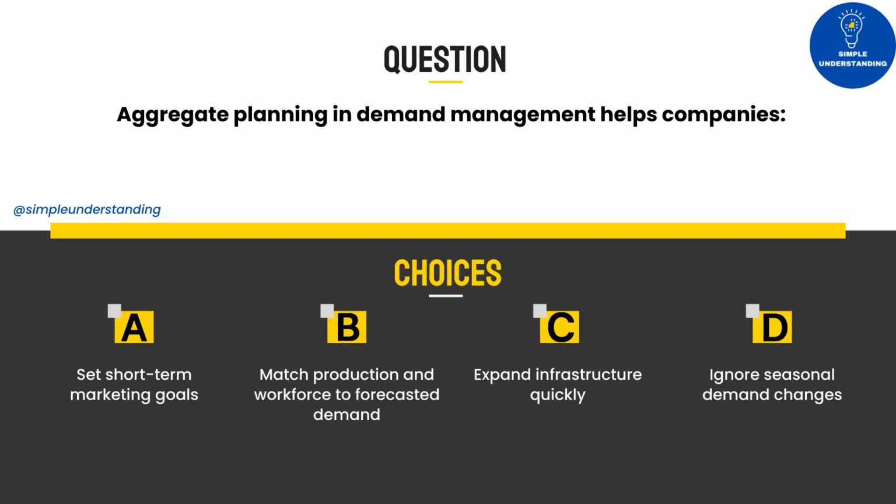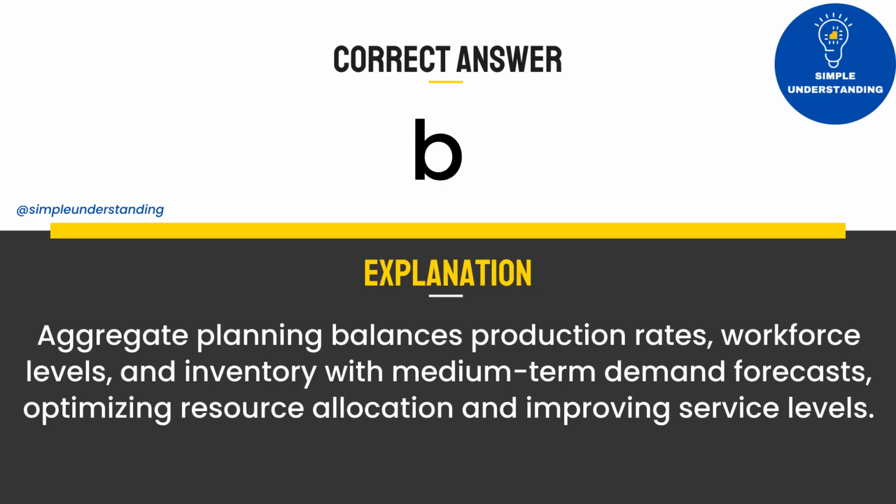7. Aggregate planning in demand management helps companies: A. Set short-term marketing goals. B. Match production and workforce to forecasted demand. C. Expand infrastructure quickly. D. Ignore seasonal demand changes. Answer B. Explanation: Aggregate planning balances production rates, workforce levels, and inventory with medium-term demand forecasts, optimizing resource allocation and improving service levels.